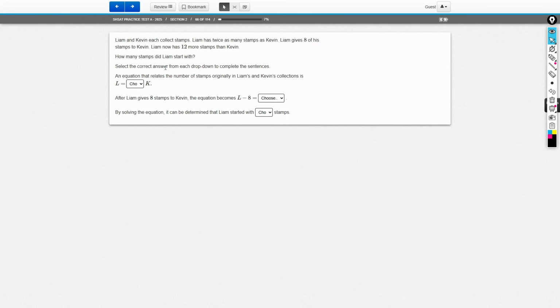Now, Kevin and Liam collect stamps, guys, stamps. Liam has twice as many stamps as Kevin. So let's translate this from English into math. Whenever you see has, that's the same thing as equals. So the number of stamps that Liam has equals, because we replaced that with has, twice as many stamps.